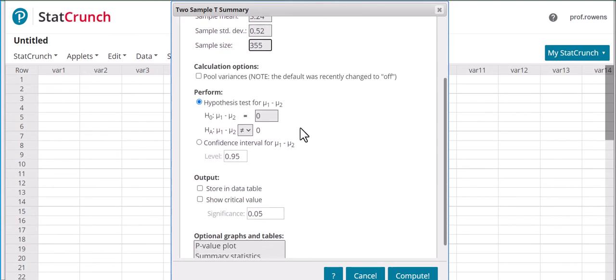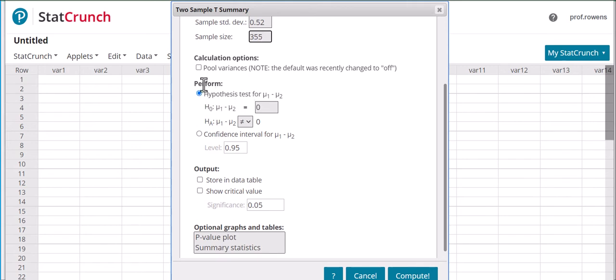And we want to do a hypothesis test, right? So here is, what do you want to do? A hypothesis test or a confidence interval? Right now, we want to do a hypothesis test for mu1 minus mu2. Our null hypothesis is that it is equal to 0. Our alternative hypothesis is that mu1 is larger than mu2.